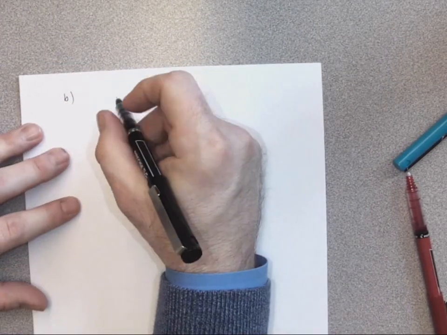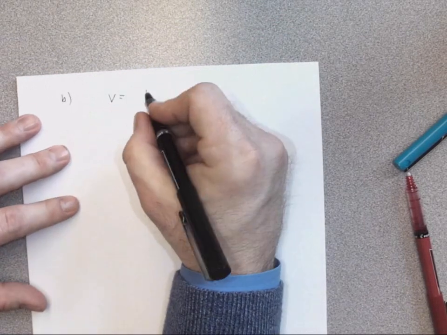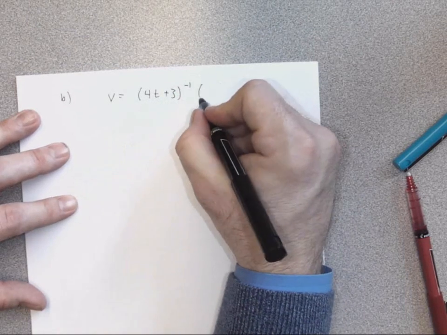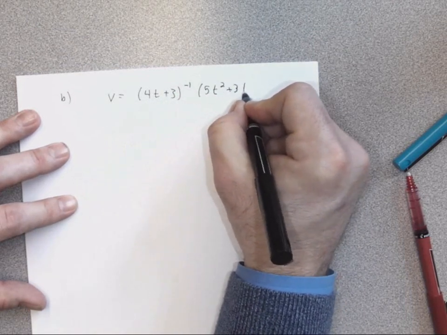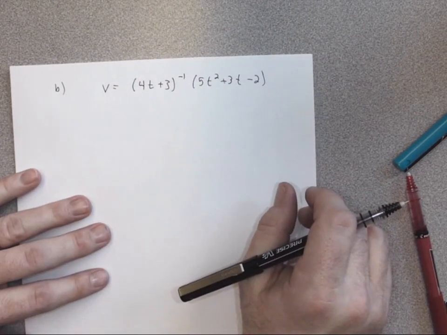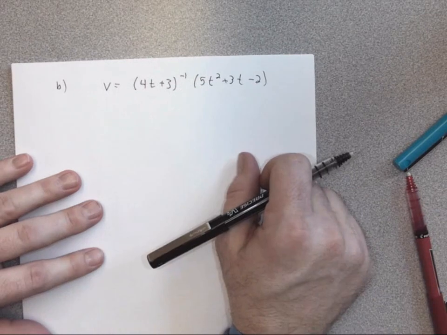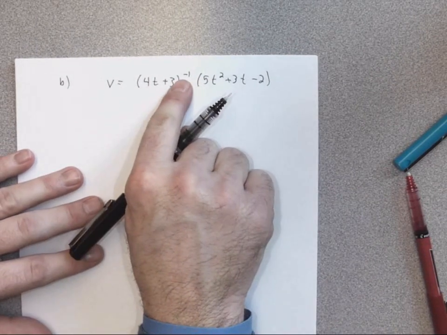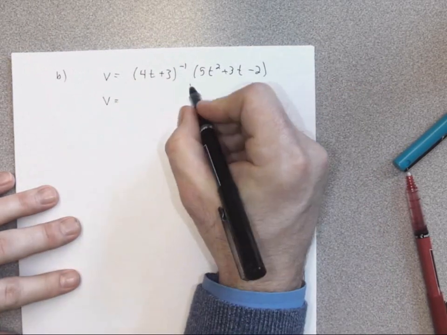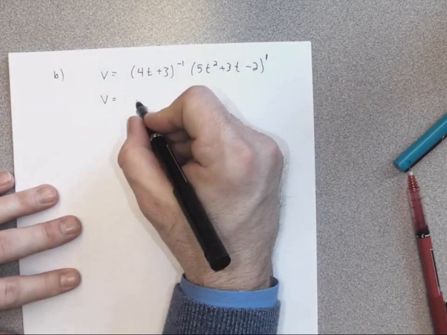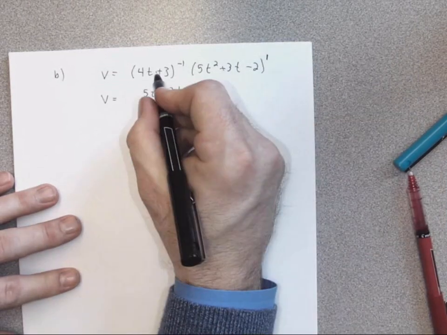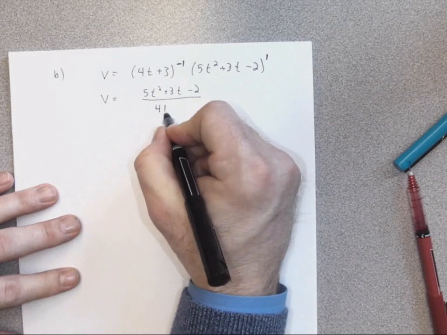B. What if v is equal to 4t plus 3 to the negative 1 times 5t squared plus 3t minus 2? So my claim is that this is a quotient because negative 1 means that this factor is actually on the bottom. That v is equal to, since this is a positive one because they haven't written it, this is 5t squared plus 3t minus 2 to the 1 up top, and this is a negative 1, so that means that's 4t plus 3 on the bottom.